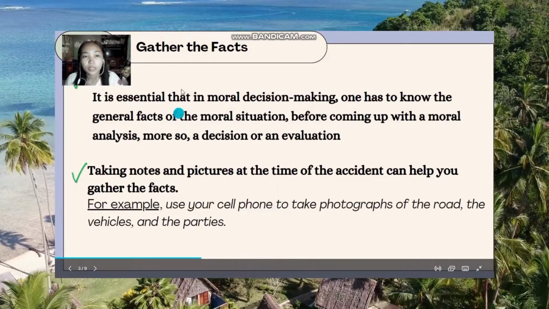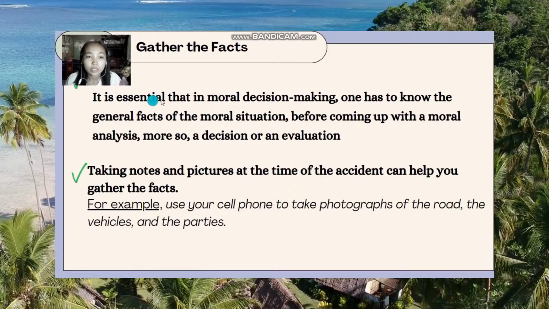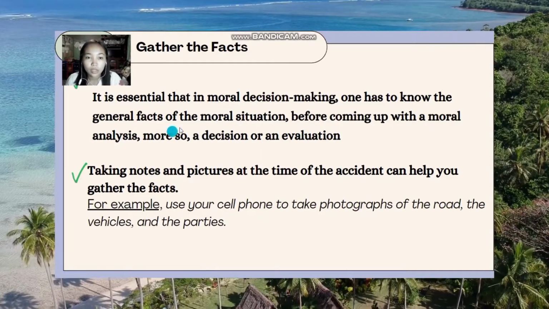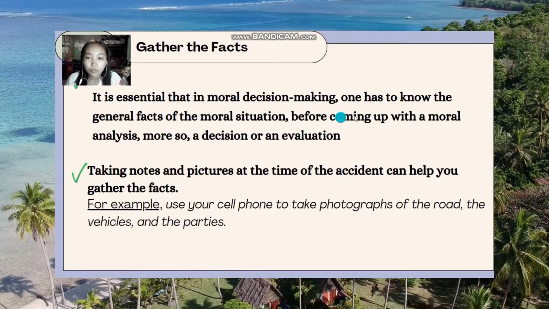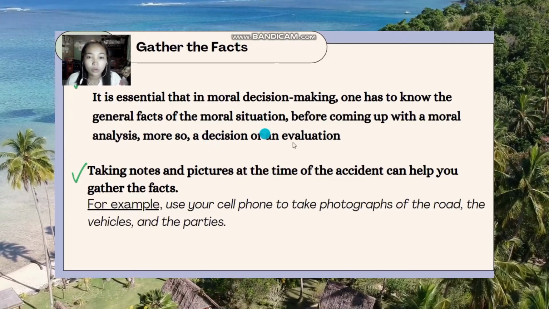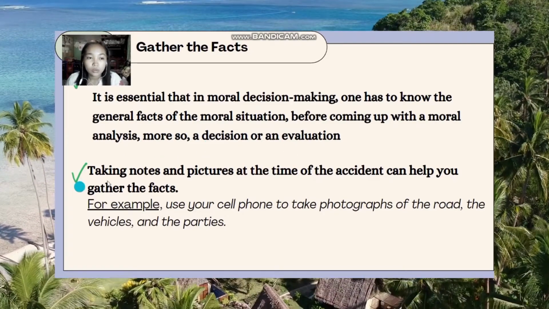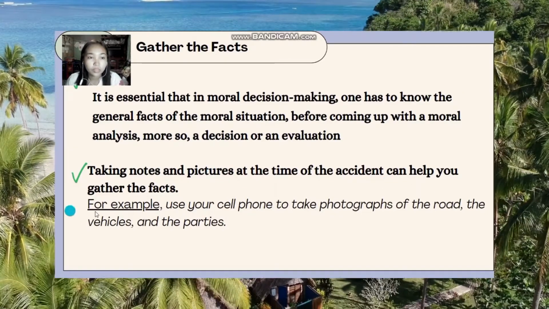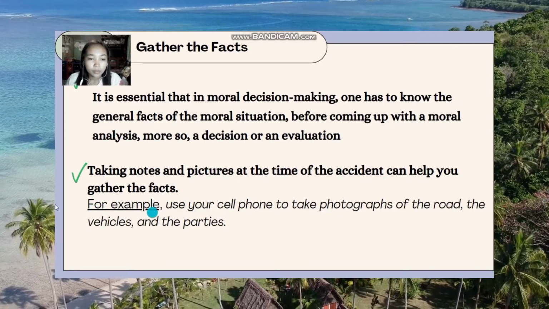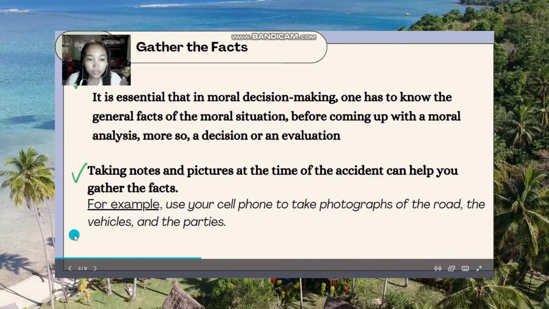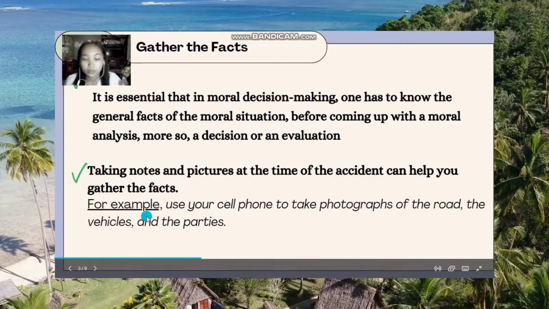Number 1. Gather the facts. It is essential that in moral decision-making, one has to know the general facts of the moral situation before coming up with a moral analysis, more so a decision or an evaluation. So, taking notes and pictures at the time of an accident can help you gather the facts. For example, use your cell phone to take photographs of the road, the vehicles, and the parties.